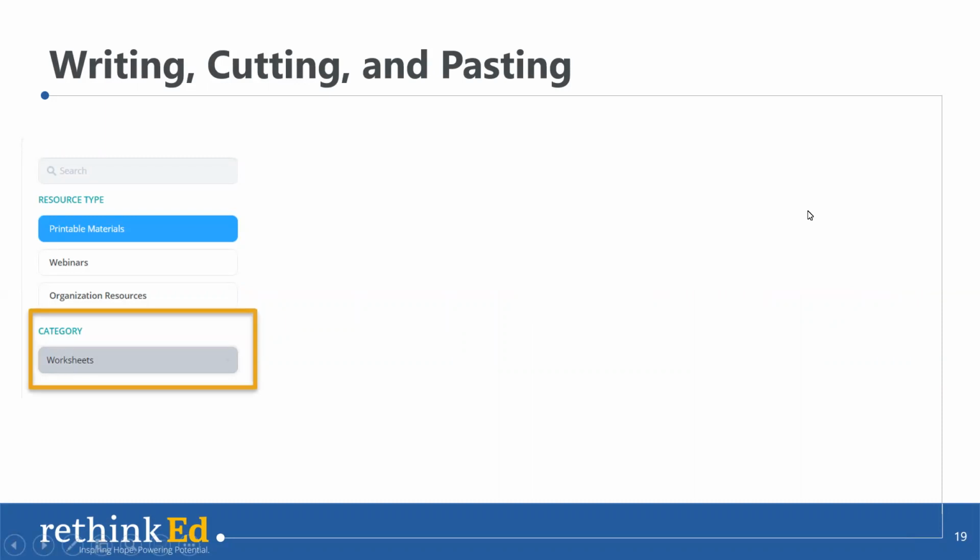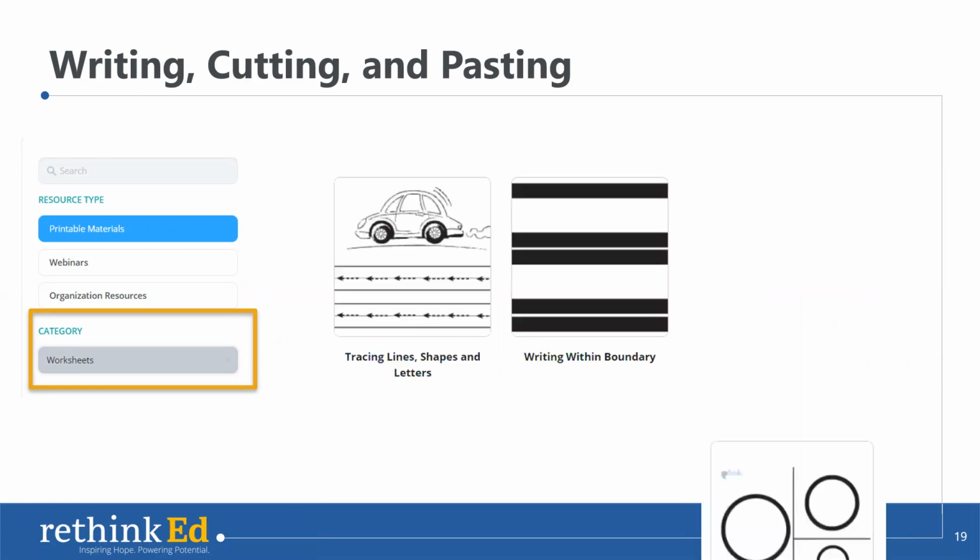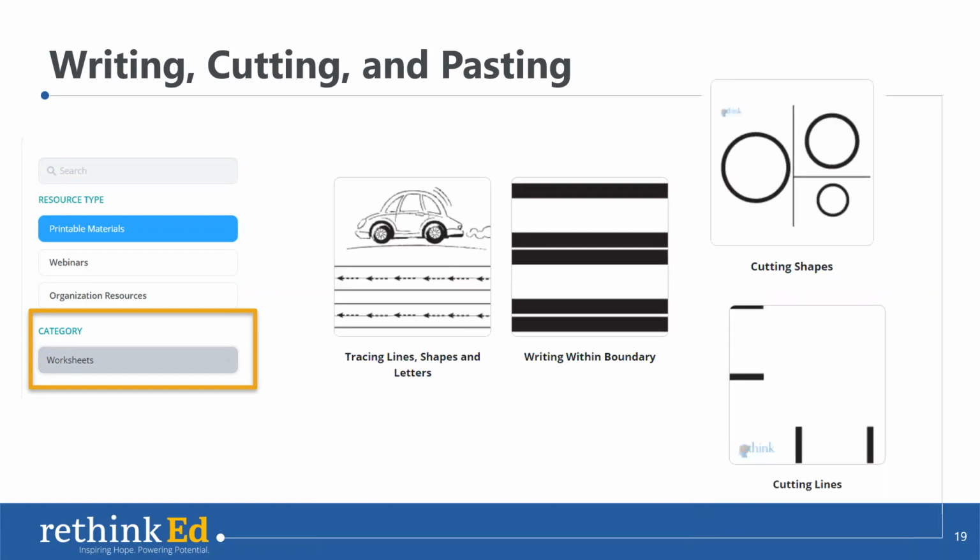In the worksheets category, you can find lots of great fine motor materials to support those writing skills. For students working on writing or cutting, there are instructional resources here that you can share. So whether they're tracing lines, shapes, or letters, or writing within a boundary, we have lots of different materials to support students with those foundational writing, as well as cutting, whether it's lines or shapes. These are great resources to really help students build those foundational fine motor skills.